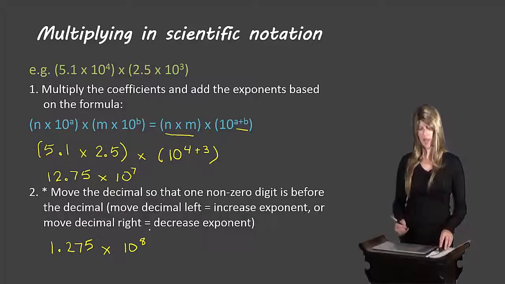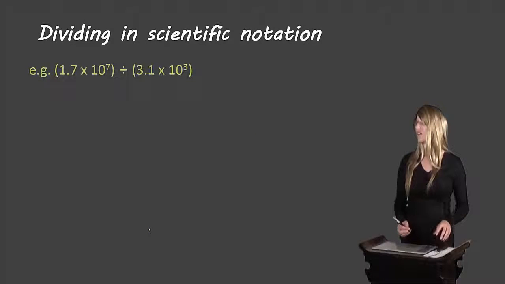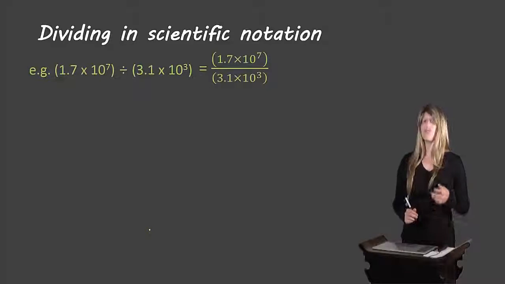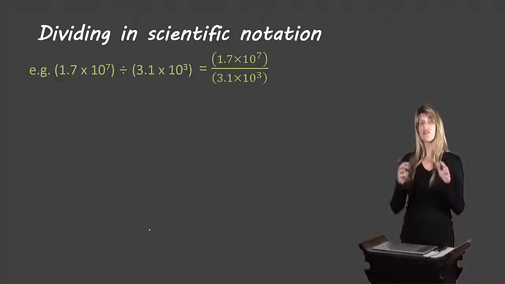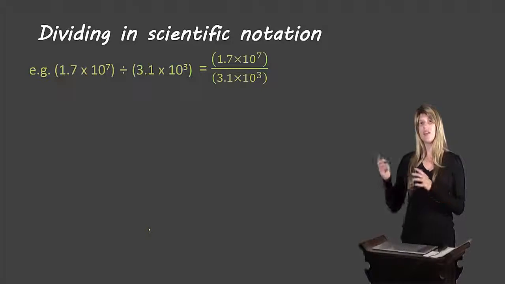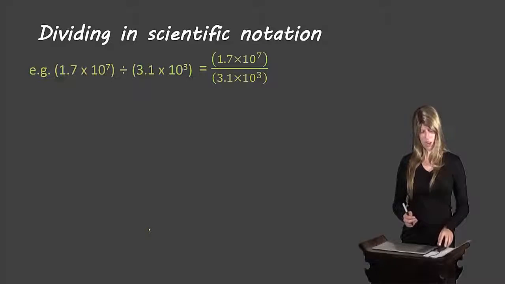So let's try an example this time with division. We have 1.7 times 10 to the 7 divided by 3.1 times 10 to the 3. Now I'm going to show you a different way of looking at this. If you remember, having a division sign is the same thing as creating a fraction. So I've got the first number in the numerator, and then we have the second number in the denominator. So when we look at our formula, this is the form it will be in, the fraction form.